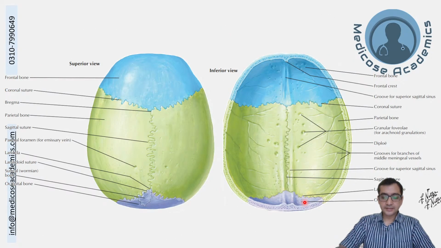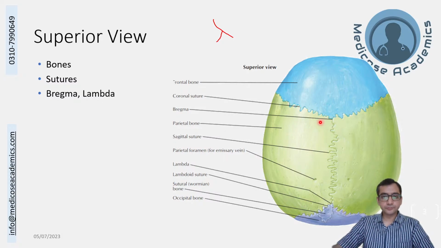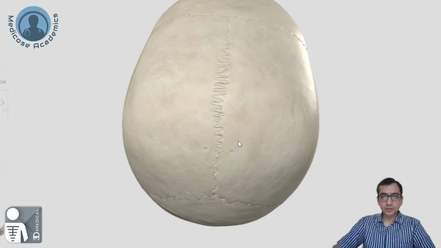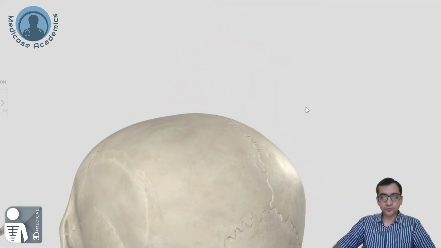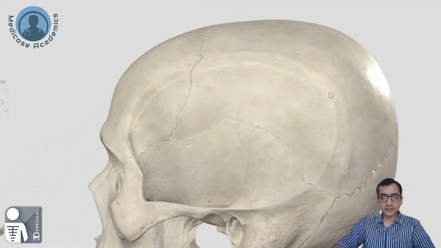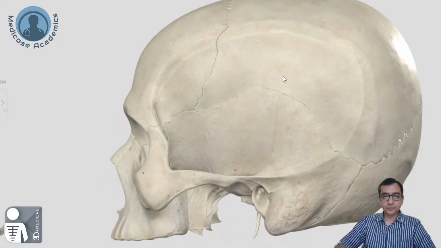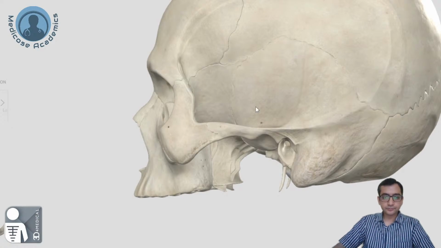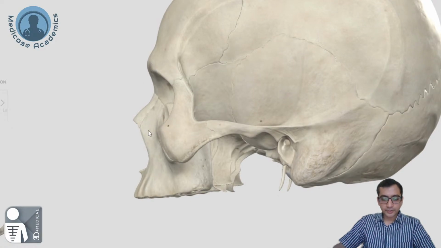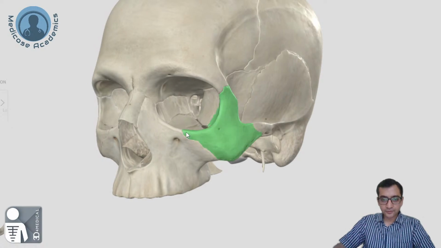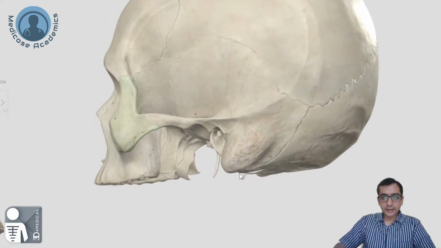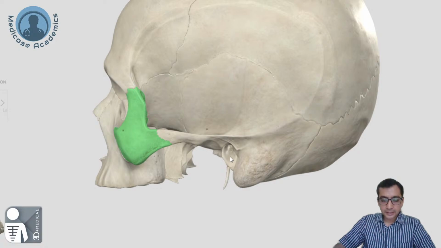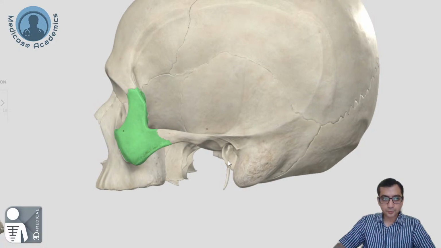Okay, let's see what other features are present here. Let me move to the 3D model. In the 3D model, first we'll see what is the highest point, and how you arrange the skull anatomically. So there is the orbit. Here is the orbit, its inferior margin, and here is the external auditory meatus, this point.